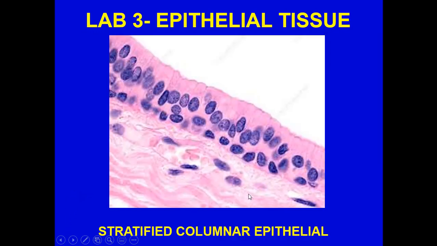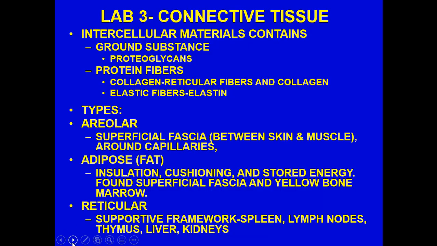Here's an example of stratified columnar epithelium. You can see how you have one layer that's more developmental layer, and then you have this consistent next to each other. You can see the nuclei. You can see where the columns are.